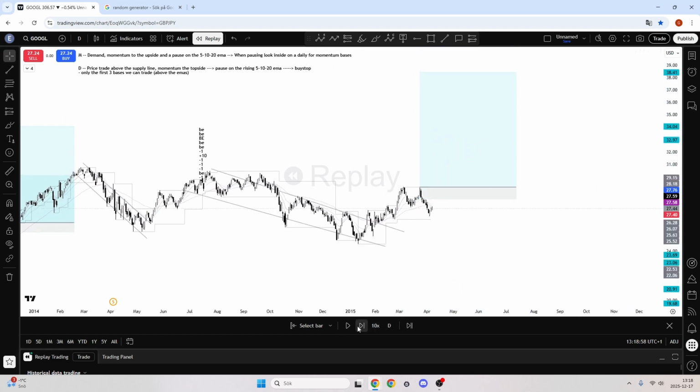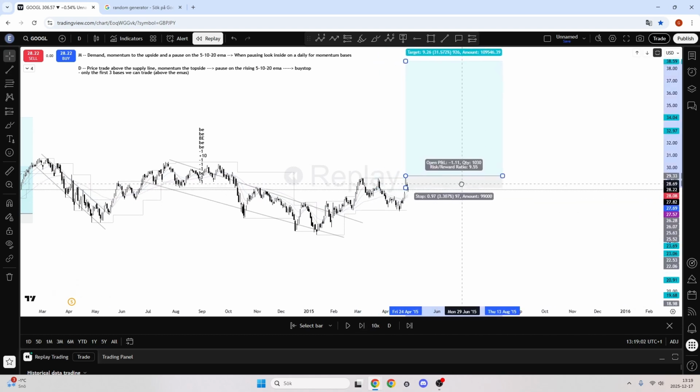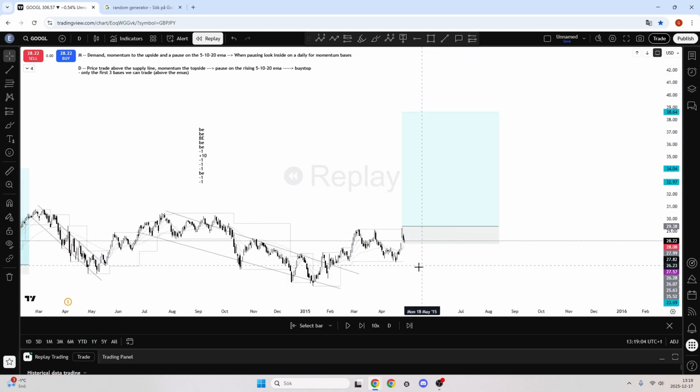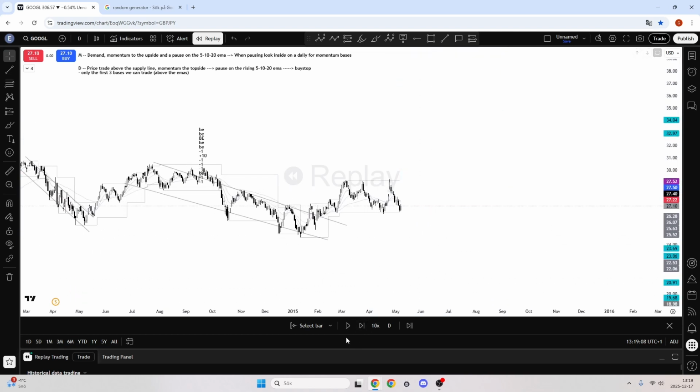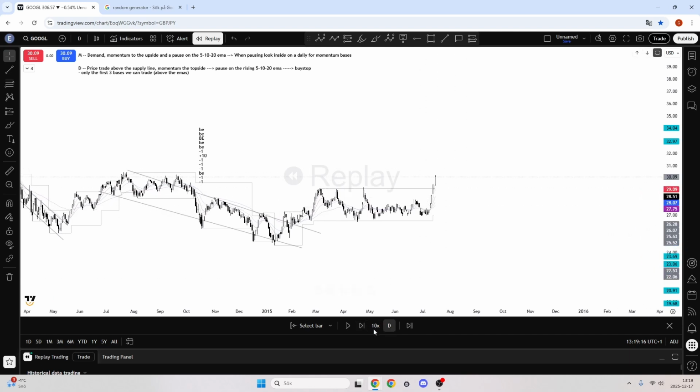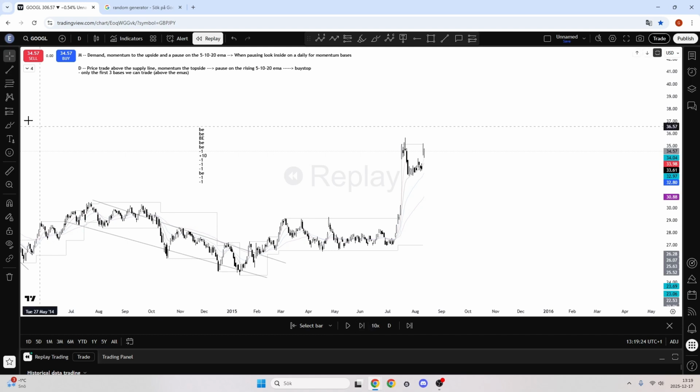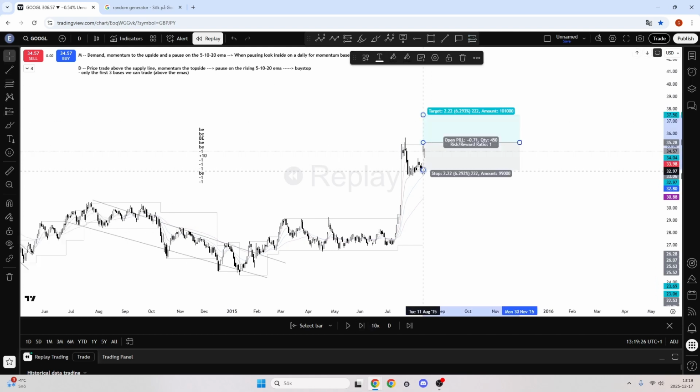Nothing for me to do here, flushes deeper. Stop loss just like that. Let's wait for a good push higher up. Just like that, perfect. I want to see if price comes a little bit deeper than this. Just like that, pausing on the 5 EMA.